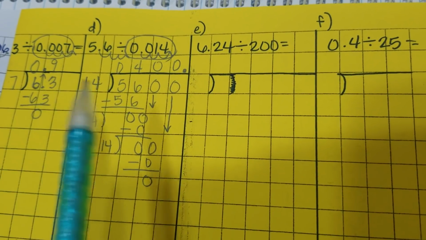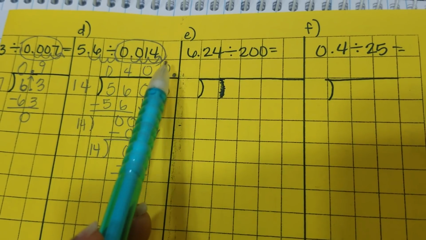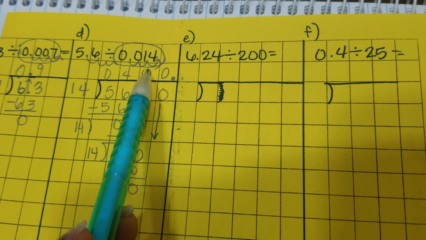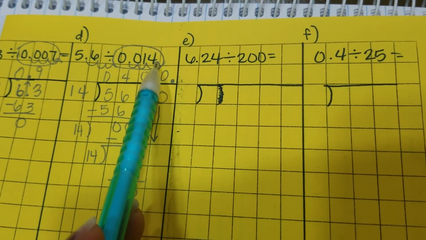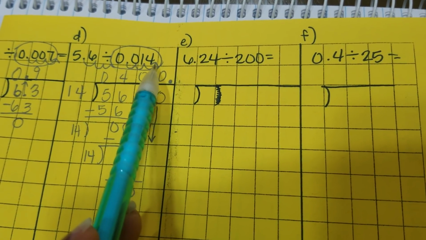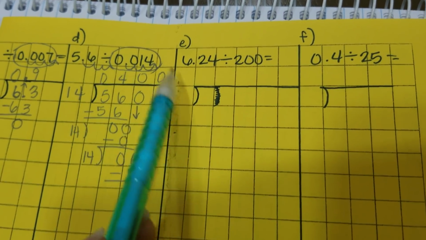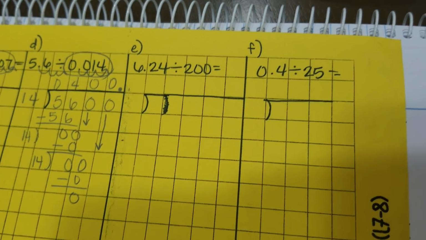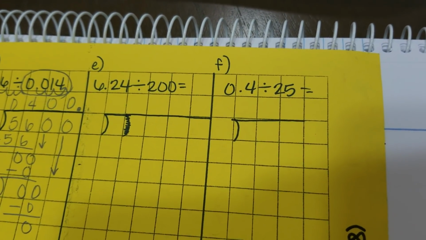So this answer is 400, which makes sense because this number is very, very small. This is less than 1 fill. Okay, so how many less than 1 fills will go into 56 and fill it 400 times? That makes sense.